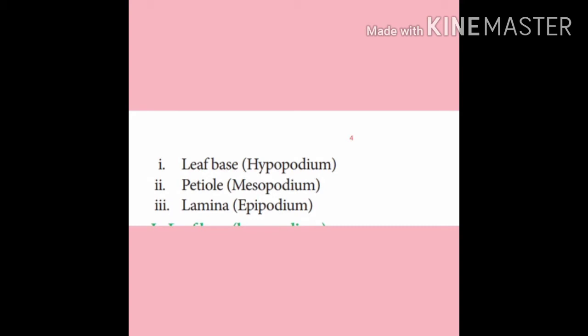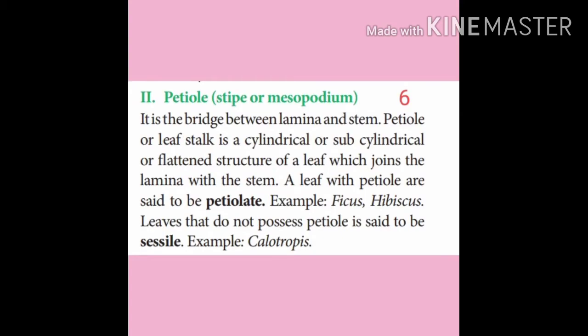The petiole is the stalk of the leaf. The lamina is a flattened structure which you see as a leaf. The leaf base, from where the petiole arises, is called hypopodium. Next we shall learn about the petiole in detail. It is the bridge between the lamina and the stem.